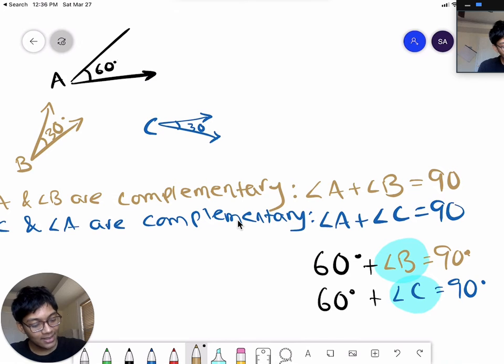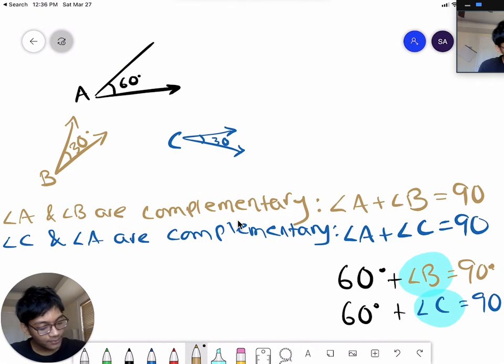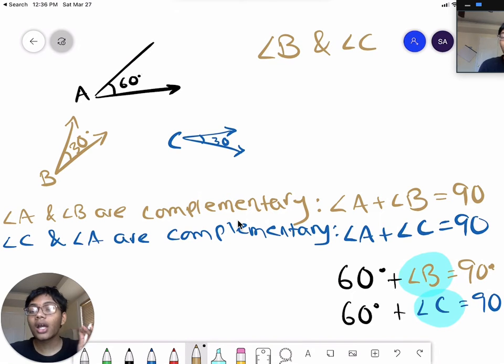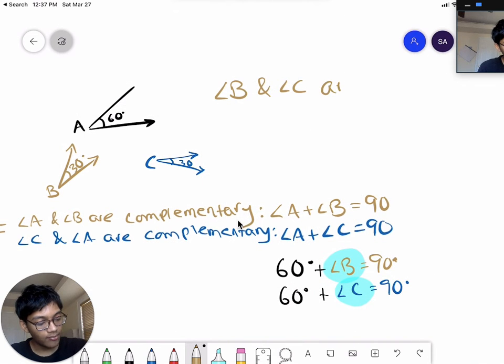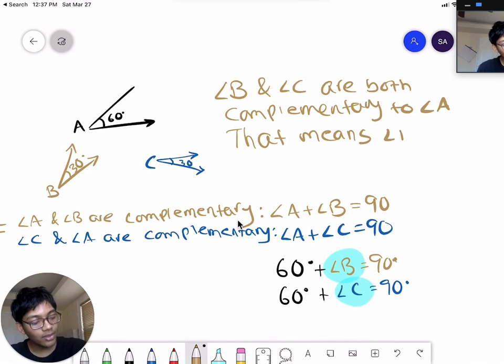So in this case right here, we said that angle B and angle C are complementary to angle A. So they're both complementary to angle A. That means angle B has to equal angle C.